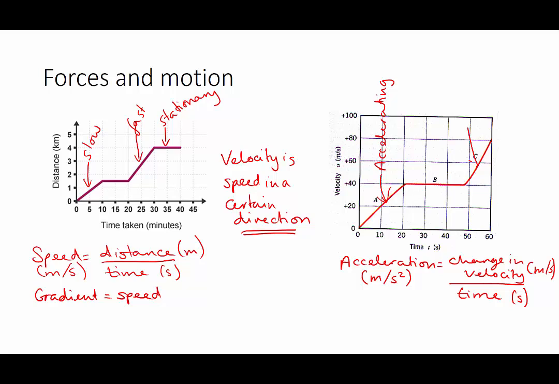The other thing we can calculate from these graphs is the area under the graph, which gives us the total distance travelled. So we break down the graph into triangles and rectangles, calculate the area of each. So a triangle would be half base times height and a rectangle just base times height. Add them together to get the total area under the graph, and that will tell us what the total distance travelled is.